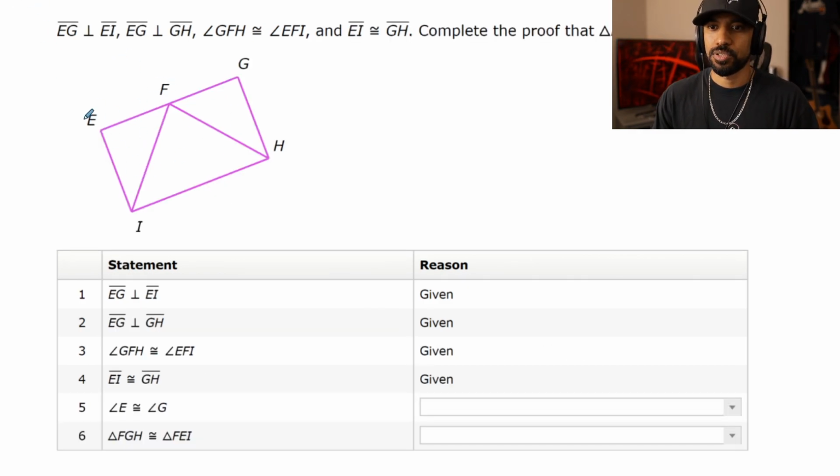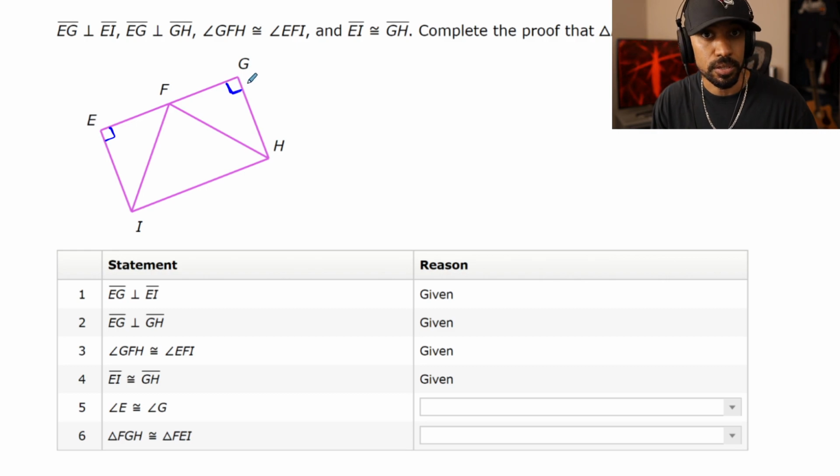All right, kind of confusing looking drawn here, but let's fill some stuff in based on what we have. Segment EG, it's this long thing, is perpendicular to segment EI. Perpendicularity means a right angle. I'm going to draw it in right now, right angle symbol. EG is perpendicular to GH, another right angle symbol right there. Guess we can say those are congruent, right?